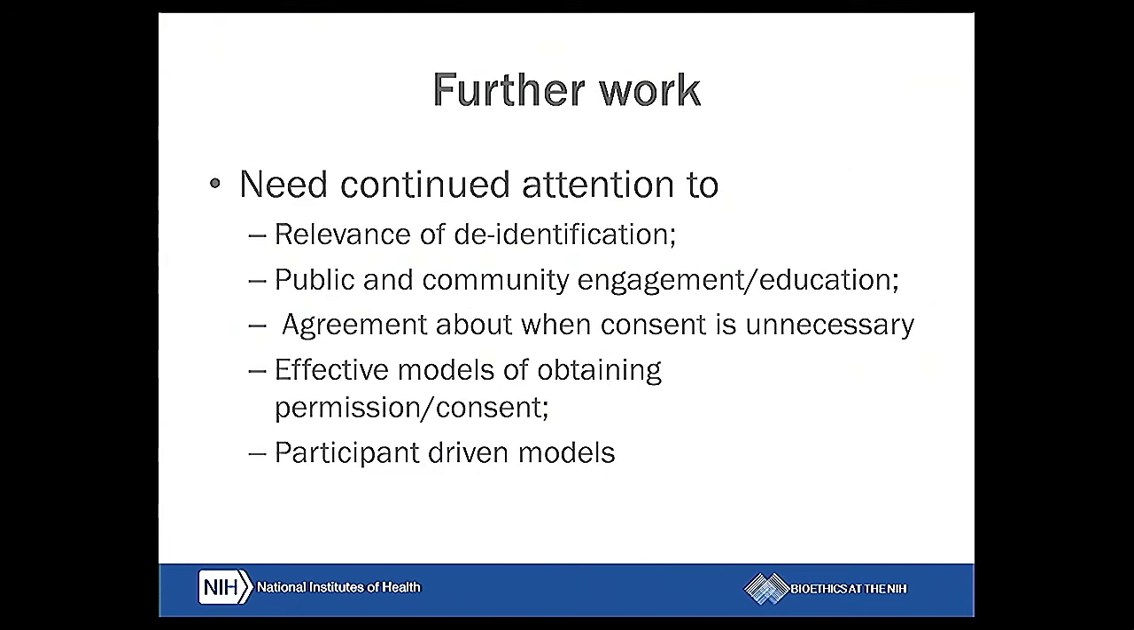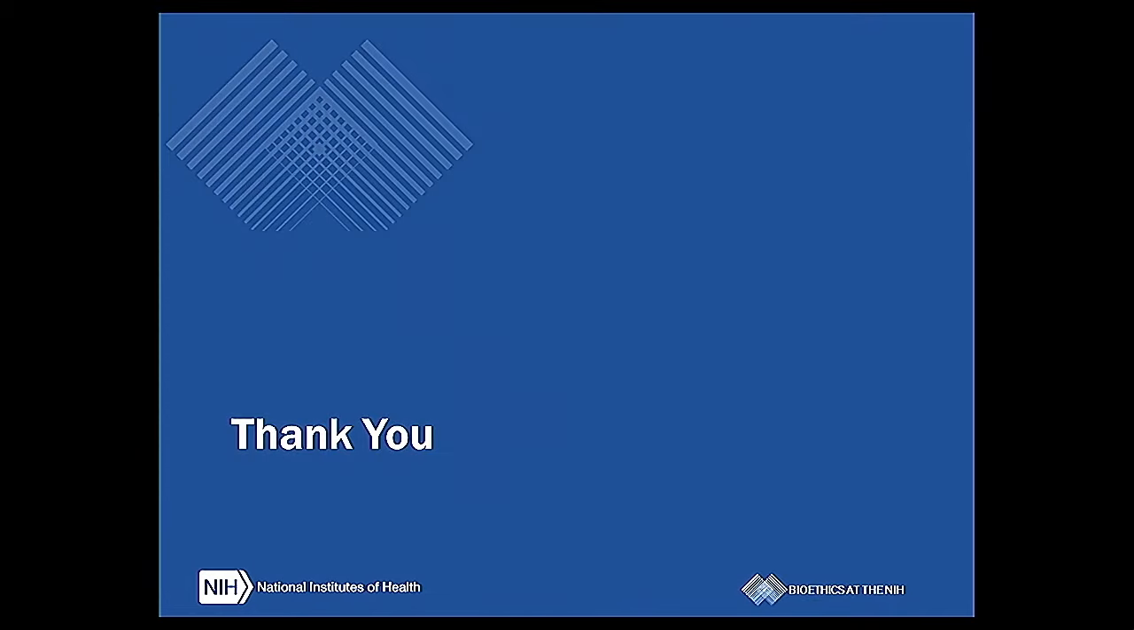I do think we need lots more attention to the question of de-identification. What role is it really playing? Does it really protect anybody? Is it meaningful, as you said so eloquently earlier? What level of public engagement and community engagement should we be building into all of these systems, and how well is the public aware of what secondary use of research data and samples is about? We need more agreement on when consent might be unnecessary, better data on effective models of obtaining consent, and more looking into this participant-driven model idea. Thank you very much.